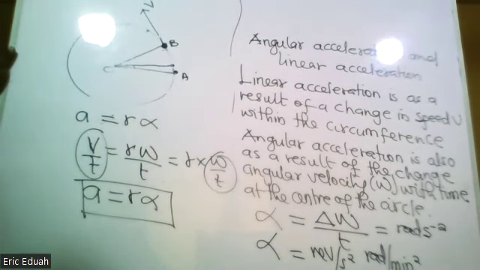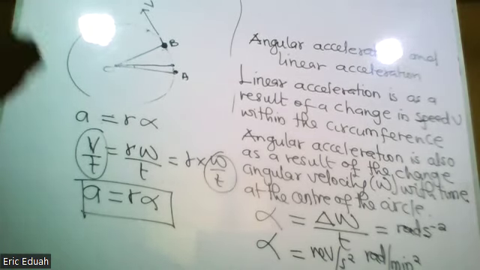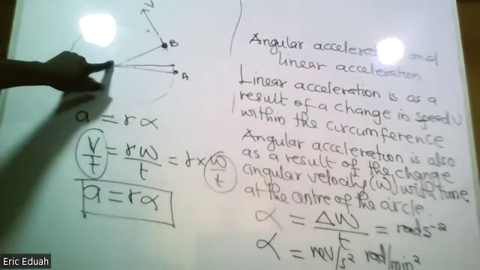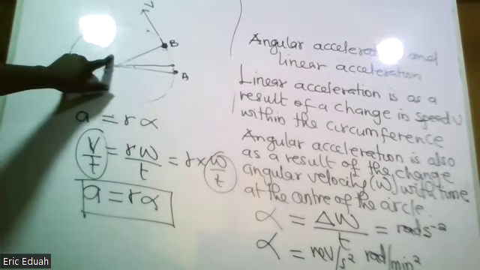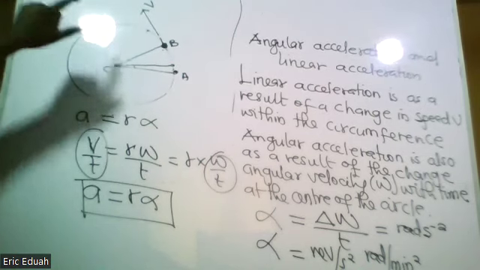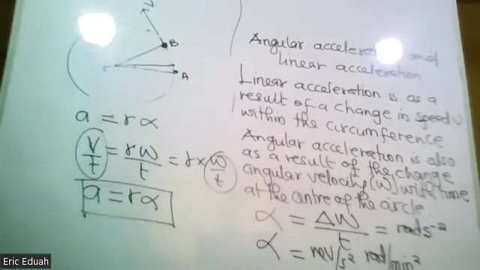Please note that all linear measurements take place within the circumference, and all angular measurements take place at the center of the circle. Carl, what did I say? You said all linear measurements take place at the circumference and all angular measurements take place at the center. Exactly. So linear displacement, linear velocity, linear acceleration all occur within the circumference. And angular displacement, angular velocity, angular acceleration all occur at the center or the axis of rotation of the circle.